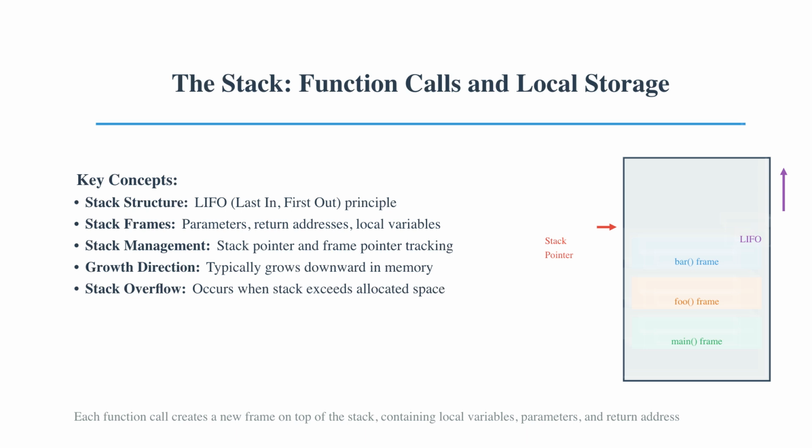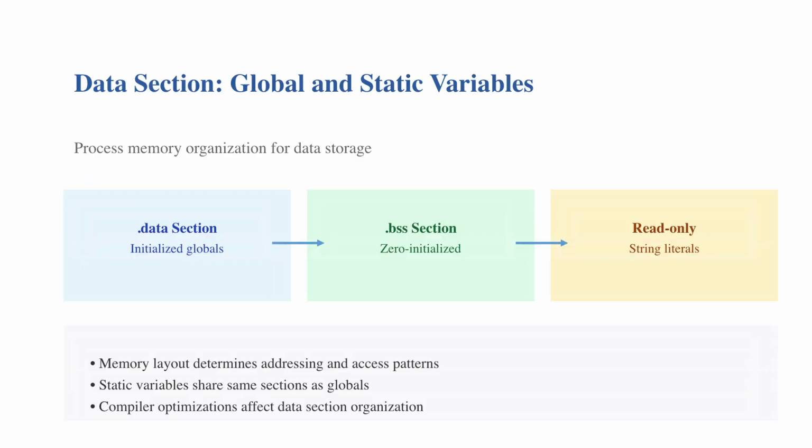The stack pointer keeps track of the current top of the stack. As functions are called, it moves up. As they return, it moves back down, automatically cleaning up local variables. Let's review the key concepts. Each stack frame contains parameters passed to the function, the return address so we know where to go back, and all local variables declared within that function scope.